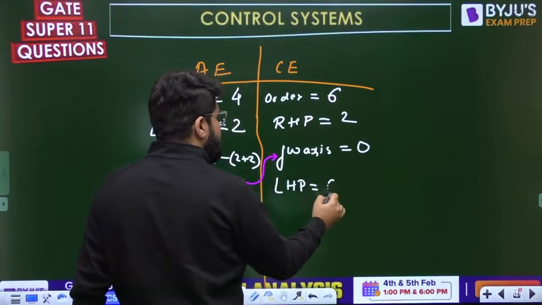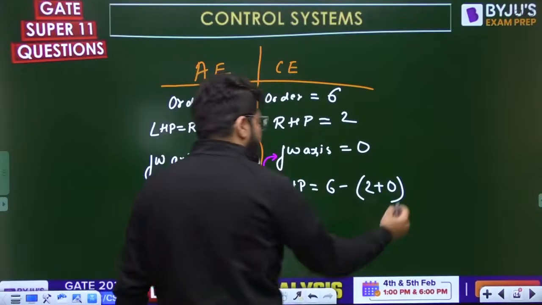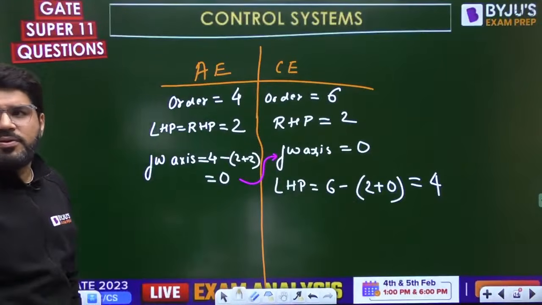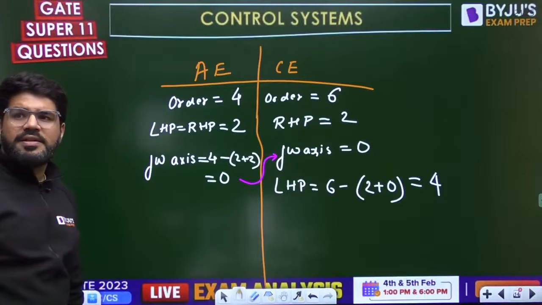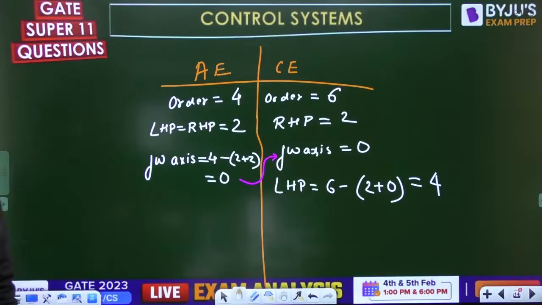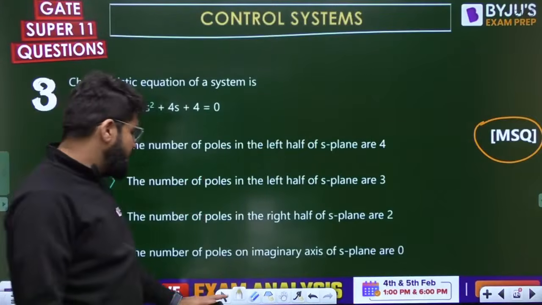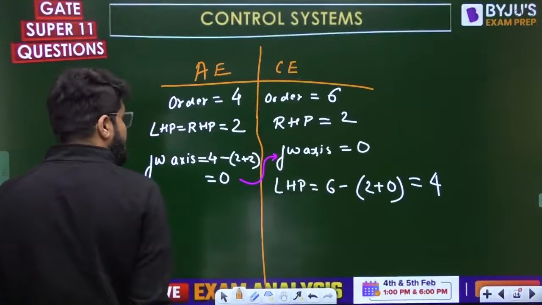Okay, so total order is 6. 2 is in RHP. None is in j omega. So 4 LHP roots for the characteristic equation. No, nothing on the imaginary axis, Surajit. Nothing on the imaginary axis here. Clear? So that means the number of poles in the LHP are 4. Looks good for me. LHP mein 4 nikala na?